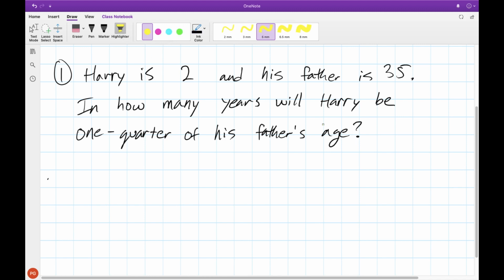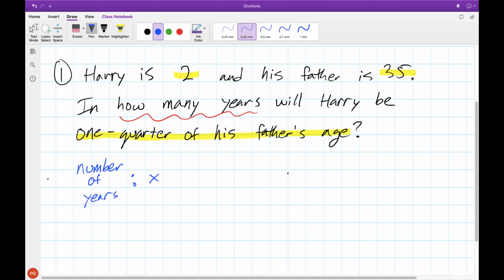Just like before, we're going to want to make sure to highlight the important information. The important information are the ages of the two people here, and the fact that we want to know when Harry is going to be 1/4 of his father's age. So that's how many years. This is what we're going to be trying to solve for, and that's what I'm going to call our variable in this case. So we're going to call x the number of years.